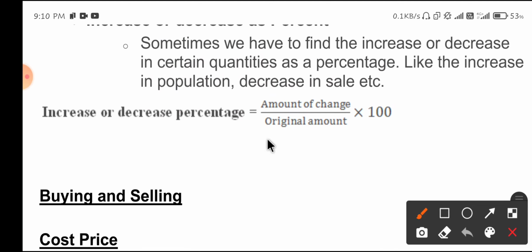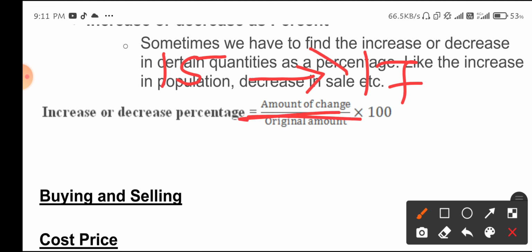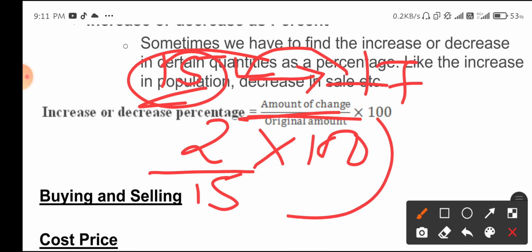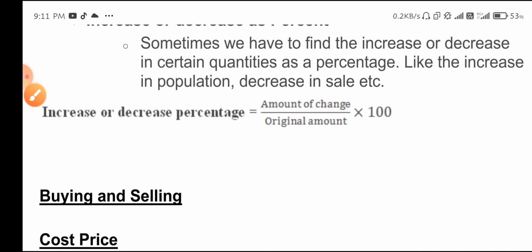For example, अगर किसी पेन का cost पहले 15 था और चेंज हो गया 17, तो हमें निकालना है कि इसमें कितने परसेंटेज का चेंज हुआ. सो अमाउंट ऑफ चेंज means how much it is changed from 15 to 17, means amount of 2 rupees. ओरिजिनल अमाउंट हमारा 15 था, so 2 upon 15 into 100. Like this you have to solve the questions. You will better understand जब हम solve करेंगे, जब अच्छे से समझ आ जाएगा.